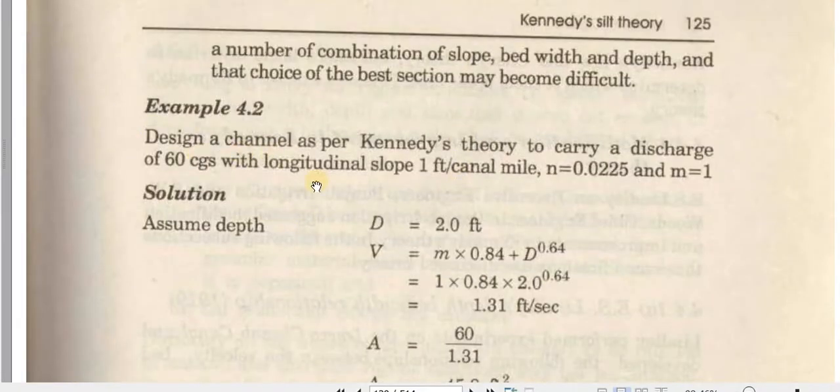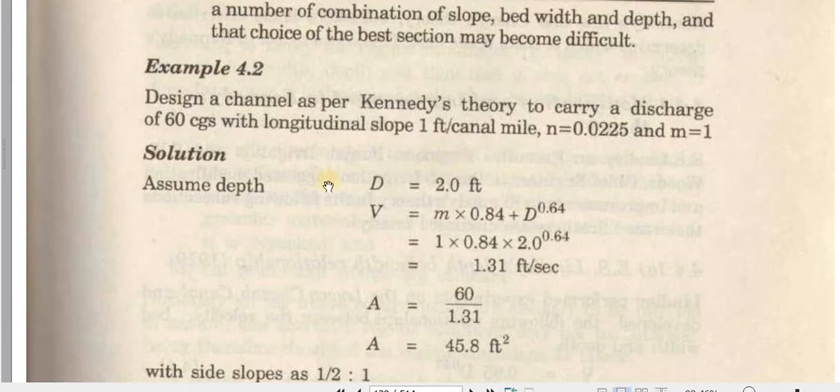In this example, design a channel as per Kennedy theory to carry a discharge of 60 CFS, cubic feet per second, with a longitudinal slope of 1 foot per canal mile. N is also given, M is also given, M is equal to 1. So velocity will be equal to critical velocity. So you have to enter this equation. We have to assume the depth at first. We have to assume a depth, which is 2 feet.